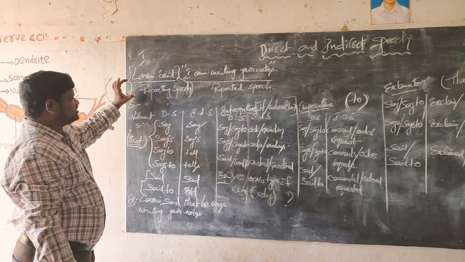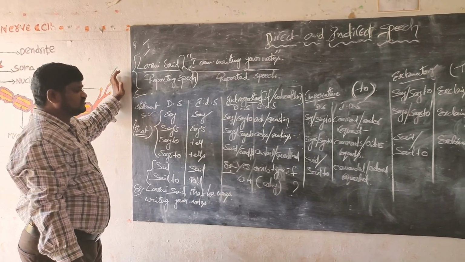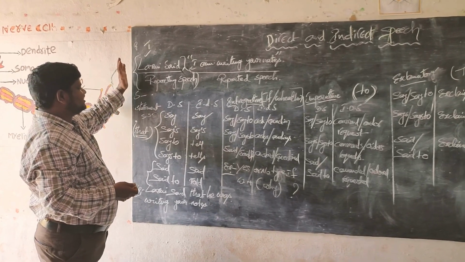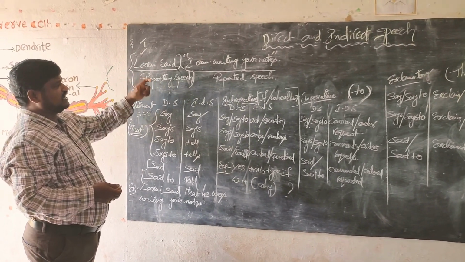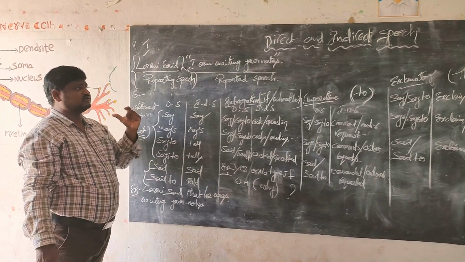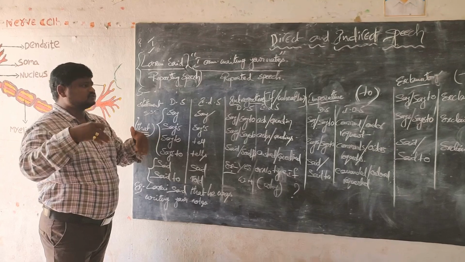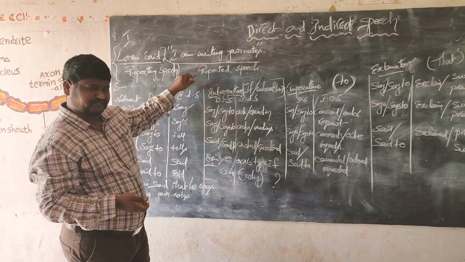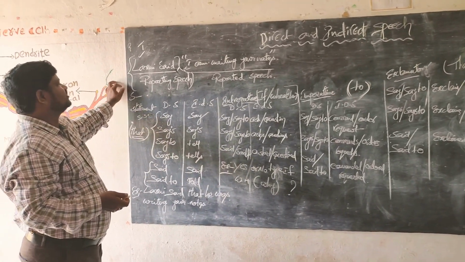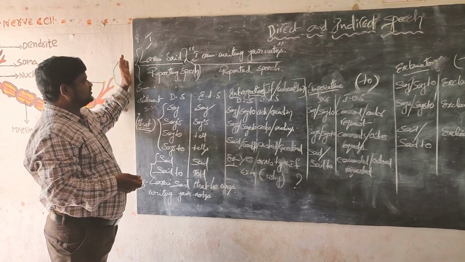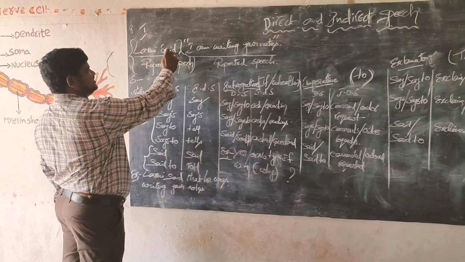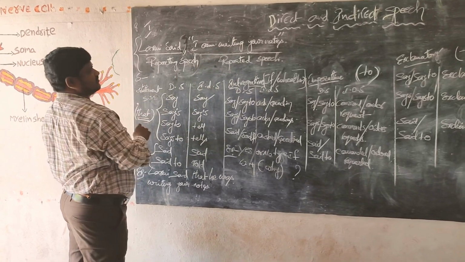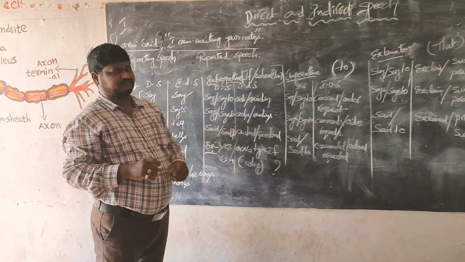Now, it is the reporting speech. How will it change in indirect speech? See, my dear children, first you need to understand clearly what we have in the sentence. Here the reporting speech is Lakshmi said, and the reported speech is I am writing your notes.